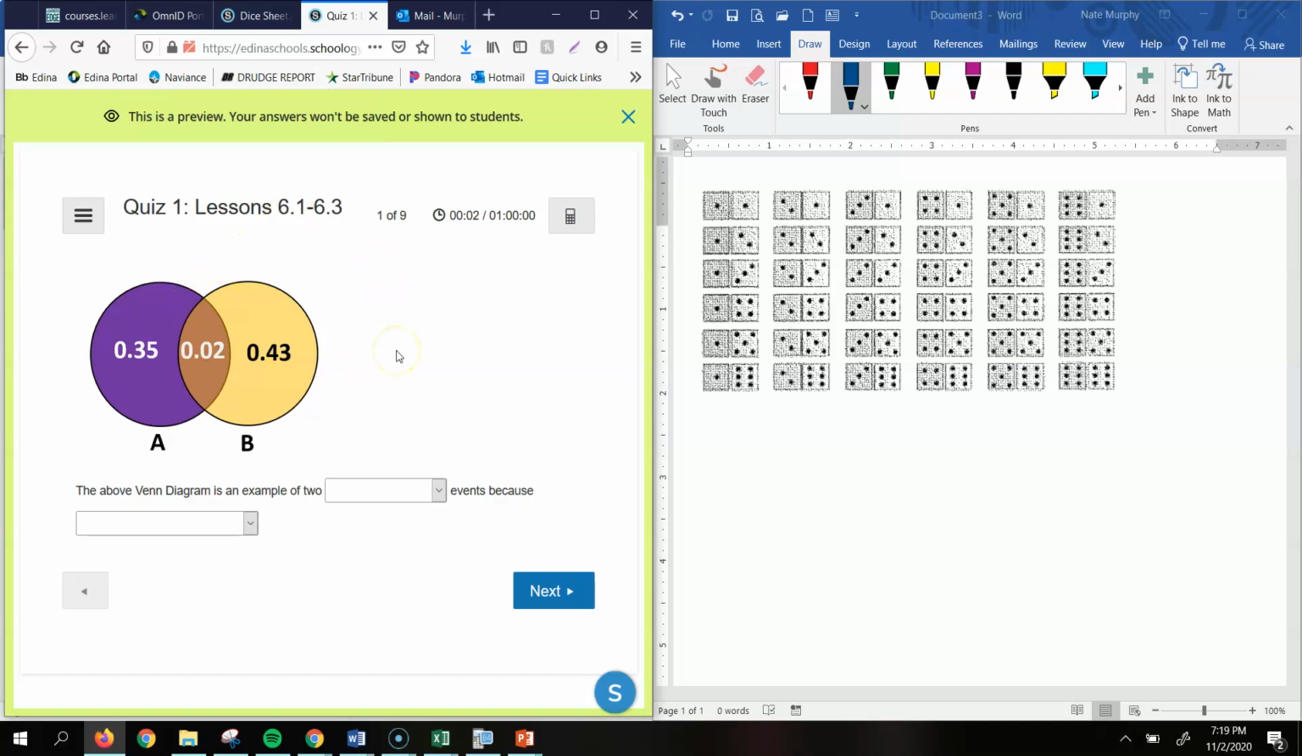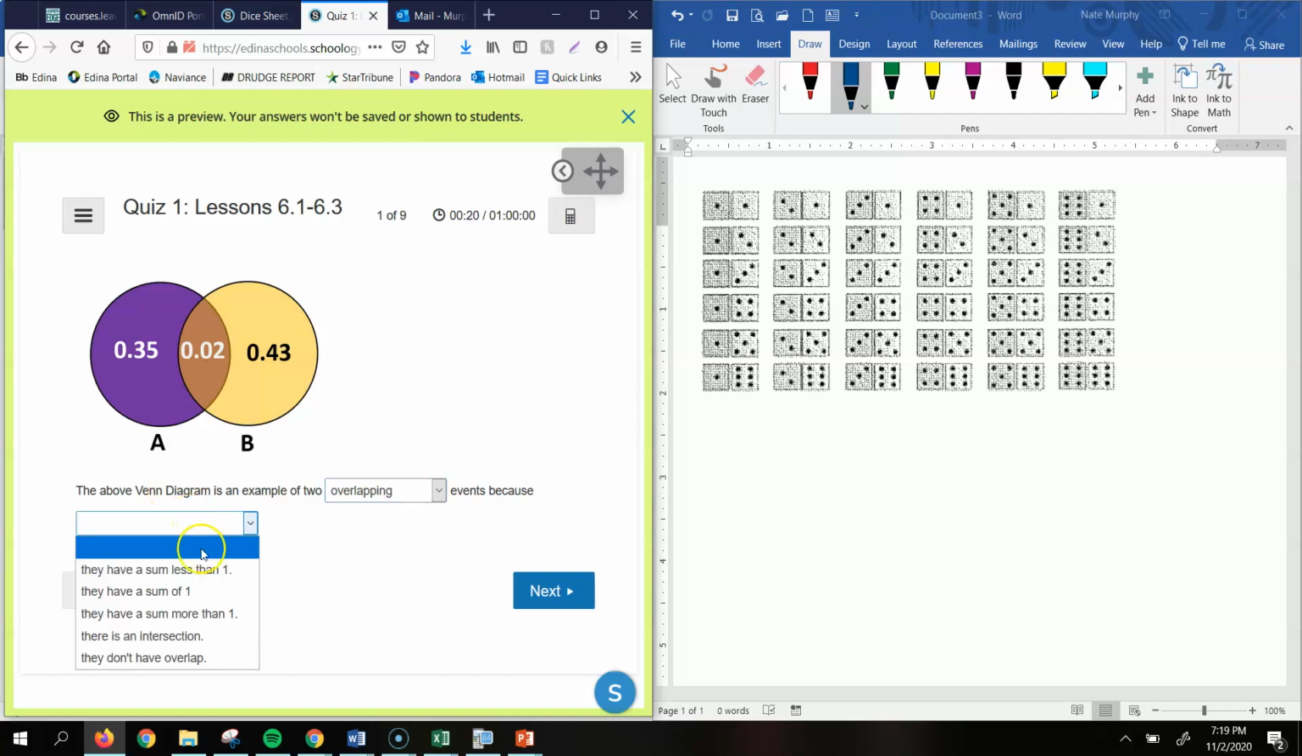It says the above Venn diagram is an example of two... Now we've got to figure out, are these mutually exclusive, overlapping, disjointed, independent, dependent? Alright, so these are two events and there's overlap. They do have something in common. So we're going to say overlapping events, because there's an intersection. The reason is that they do have an intersection. They have something in common that's overlapping. So that would be your answer for that first one.